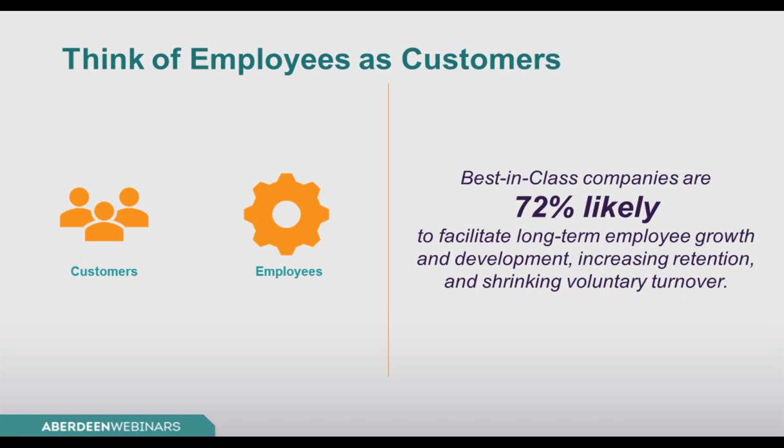And finally, 72% of best-in-class companies are facilitating long-term employee growth and development, increasing retention and shrinking voluntary turnover. And a big way that they're doing this, again, is by implementing that bridge in terms of onboarding and automated documents facilitation to get a lot of that bureaucratic stuff out of the way when an employee joins an organization and gets into those first years of performance. They're engaging early learning management. They're getting them into the reward strategy quickly.